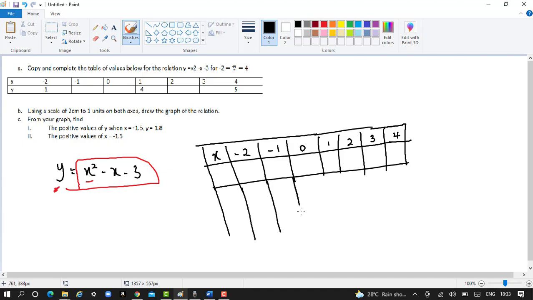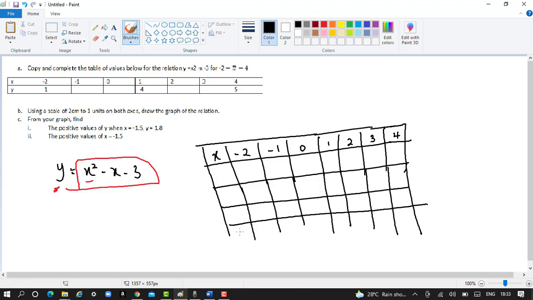Sorry for my alignment, my work doesn't look that straight. So do something like this. These are the values of x, which we have here.